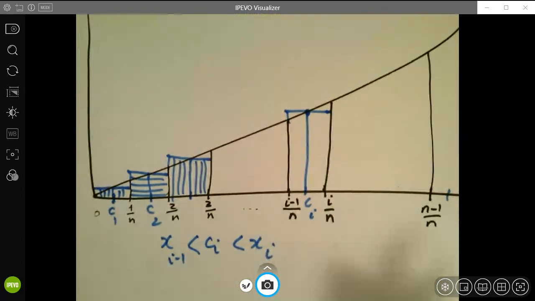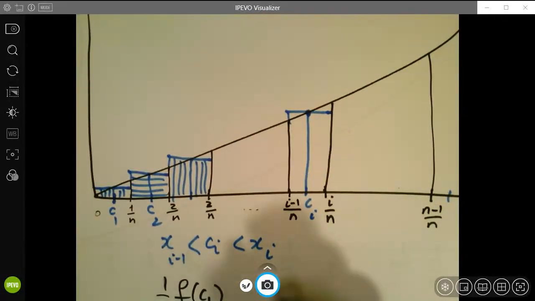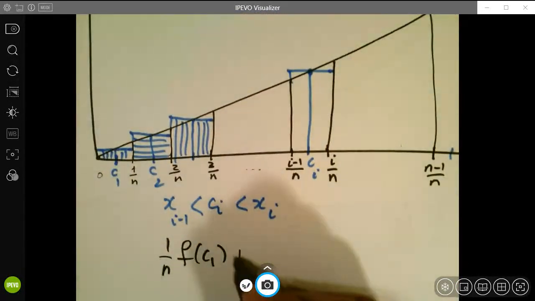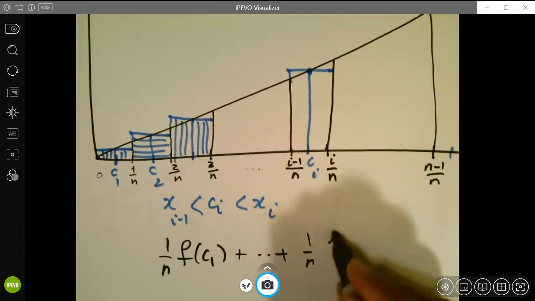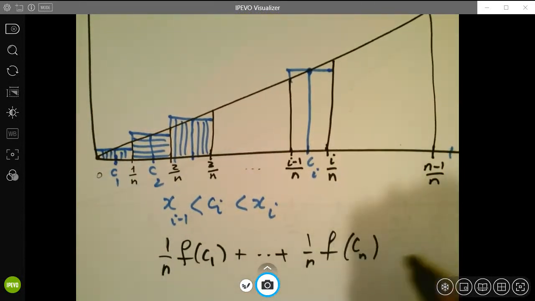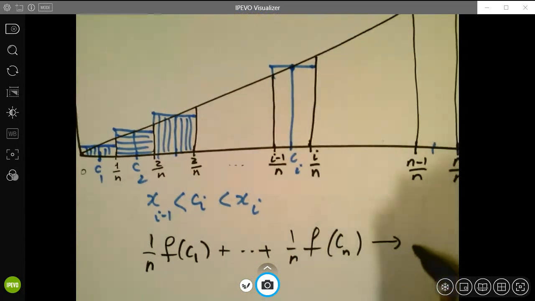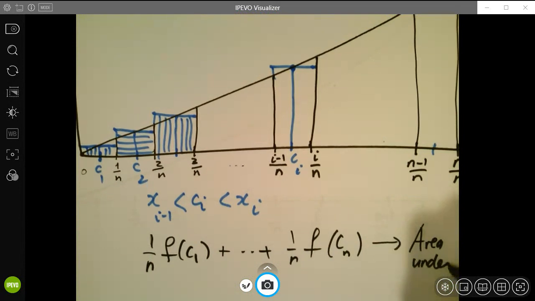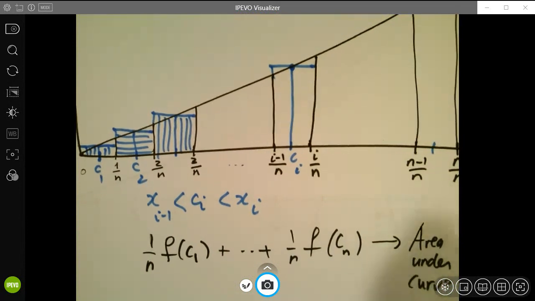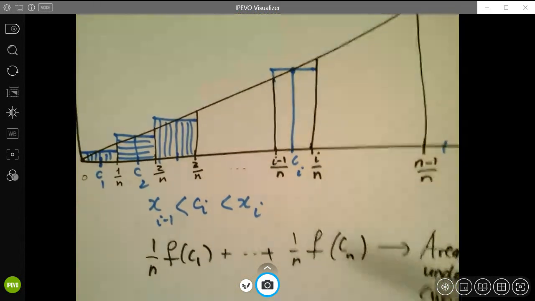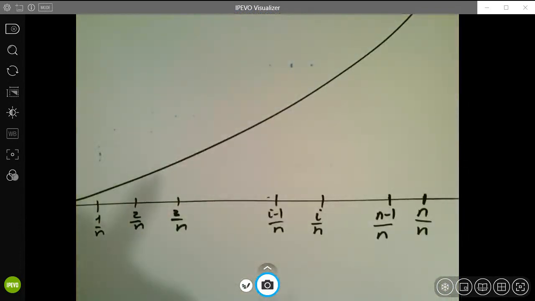Now, if you do the same, 1 over n f of c1, if you take this sum all the way to 1 over n f of cn, this one will give you still the surface area under the curve. Okay, and that's what we call definite integral.